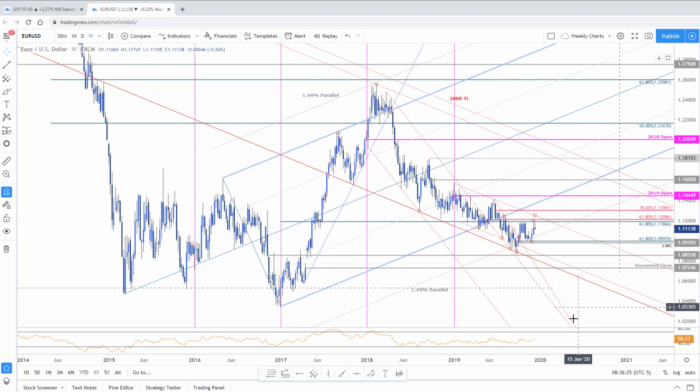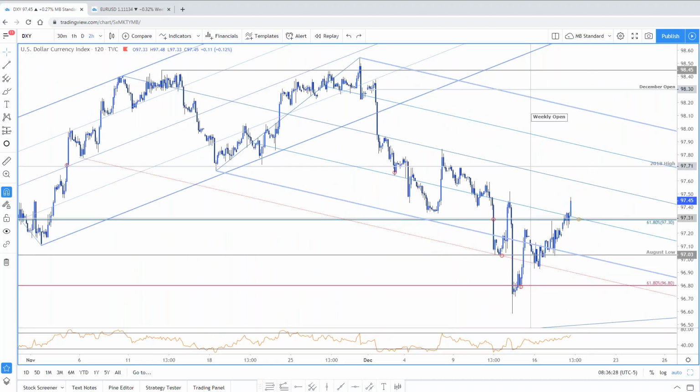But on this euro, very clear levels as far as where we're looking on the weekly chart. Here's euro on the daily.